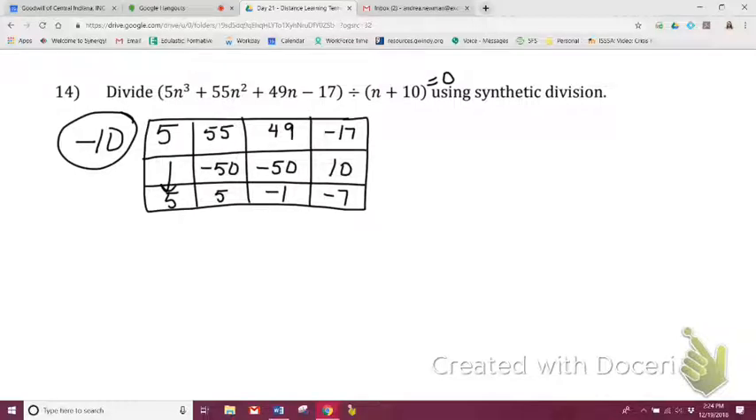Somebody tell me what their answer is. Read me your answer. Yep, 5n squared, minus n, minus 1, and the remainder, negative 7 over n plus 10. I got you.